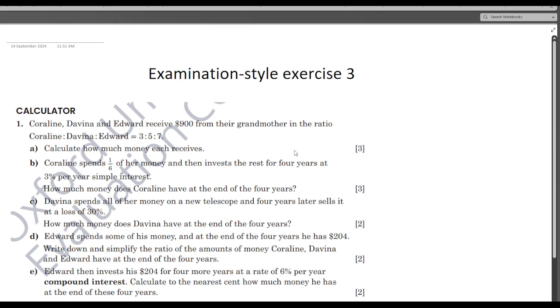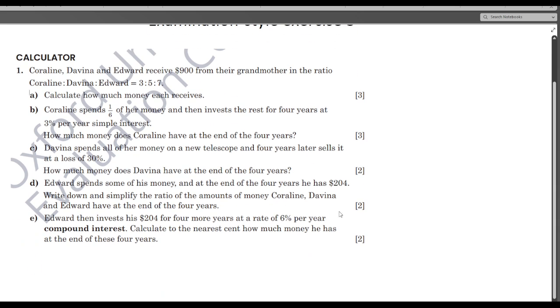Coraline, Davina and Edward received $900 from their grandmother in the ratio 3:5:7. Calculate how much money each receive. Okay, so in short for Coraline, I will use C. So how much C receives? For that, first we will see what is the sum of this 3, 5 and 7.